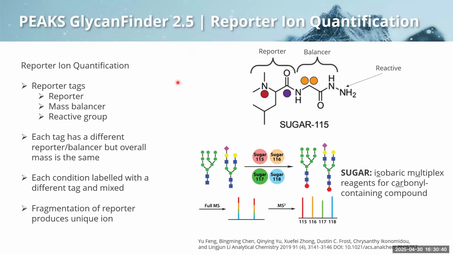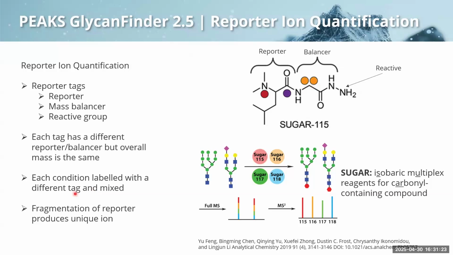They work in a very similar way to reporter ions for proteomics, such as TMT reagents, where they have a reporter region, a mass balancer region, and then a reactive group. And then each label or each tag within the group has a different reporter and mass balancer, but the overall mass is the same. Each different condition will be labeled with a different tag and then mixed together. This is where the reactive group comes in. In this case, this will react with the reducing end of the sugar.